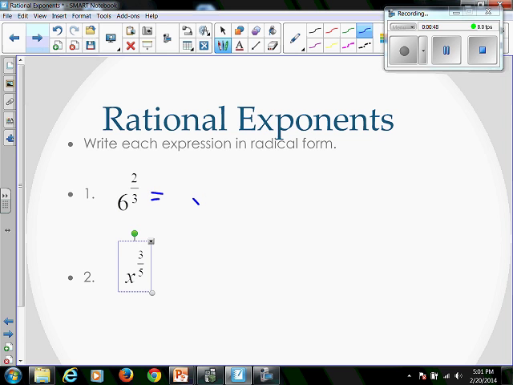So remember we said the base becomes the radicand, the numerator becomes the exponent, and the denominator becomes the index. So we read that as the cube root of 6 squared. Let's look at the second one. Base becomes the radicand, numerator becomes the exponent, and the denominator becomes the index. The fifth root of x cubed.